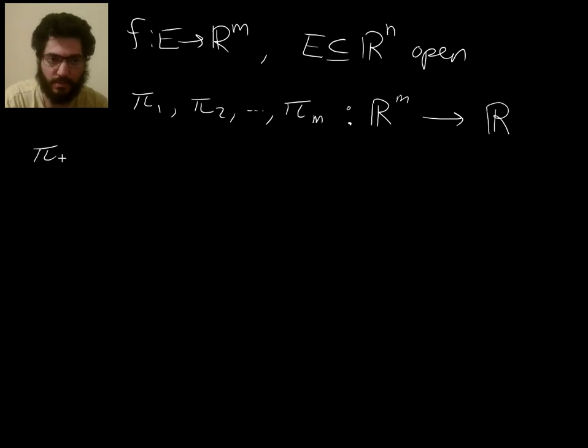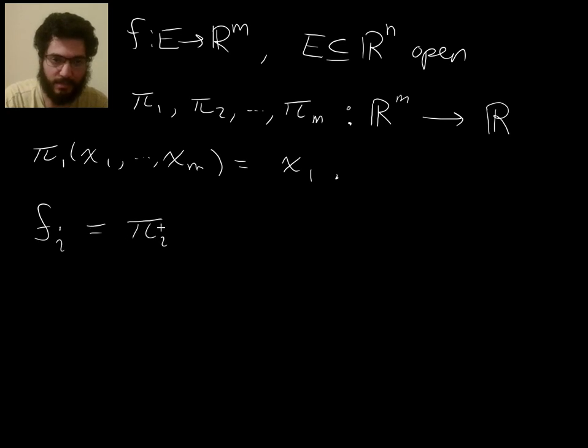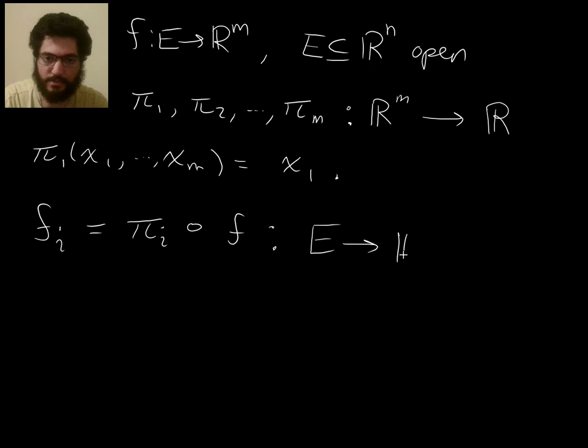So like the ith projection map, the first projection map would send these things to the first coordinate, and so on. So then we can define f_i to be pi_i composed with f. So this would be from the domain of f to R^m, and then from R^m project to R. So like that. And these would be called the components of f, the component functions of f.